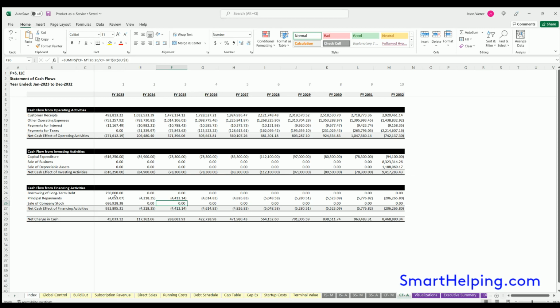Now remember here, depreciation is a non-cash item, so it doesn't show up on the cash flow statement. We don't need to add it back because we're not reducing it in net income at the top. We're actually breaking out the main items of the income statement here that are cash items.